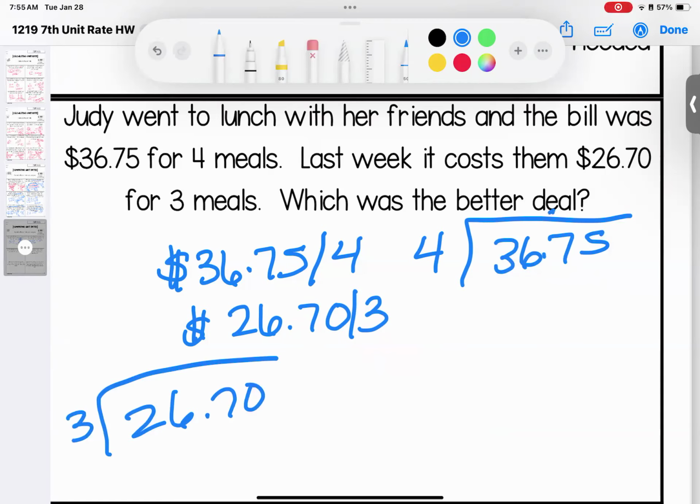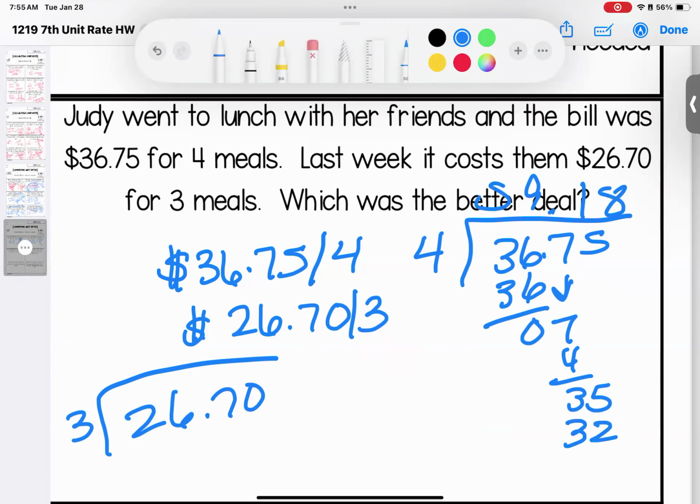All right. 4 times 9 is 36. Closest we can get is 4 times 9 is 36. 4 times 8 is 32. Since it's money, we're going to stop there. $9.18 over here.